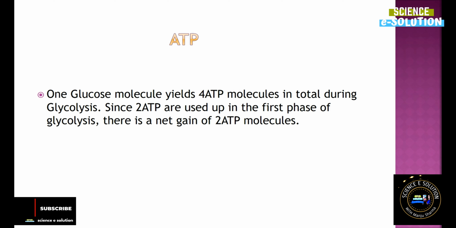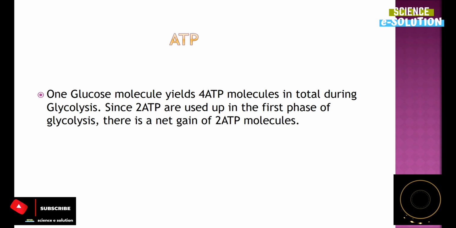Now 2 ATP are used up in the first phase of glycolysis. As I had mentioned earlier, you will be more clear if you go through the glycolysis reaction in our previous video tutorial. So 4 ATP are generated and 2 are used up in the same reaction in the first phase. So net gain of 2 ATP molecules takes place.